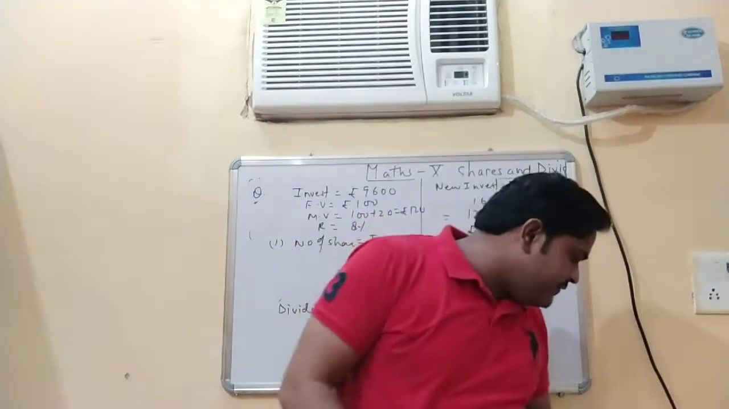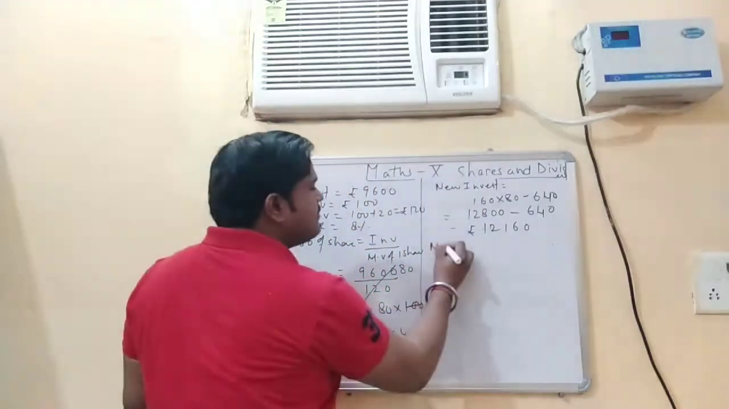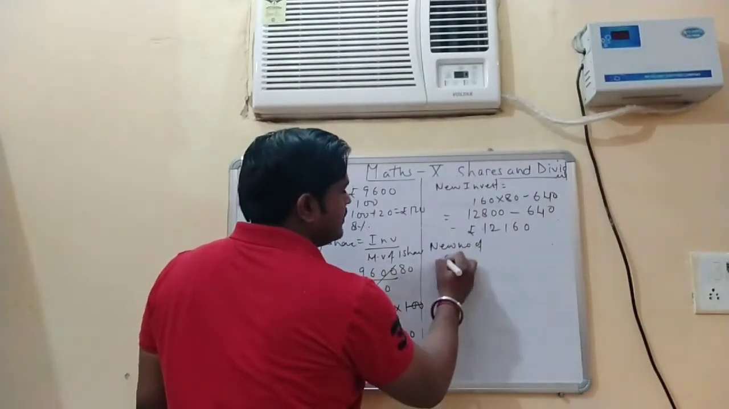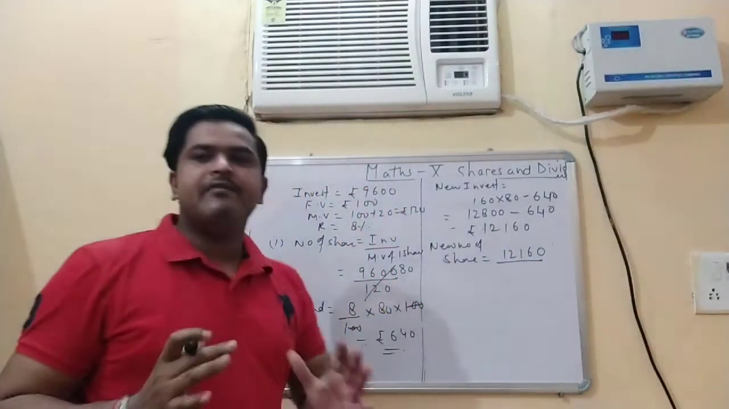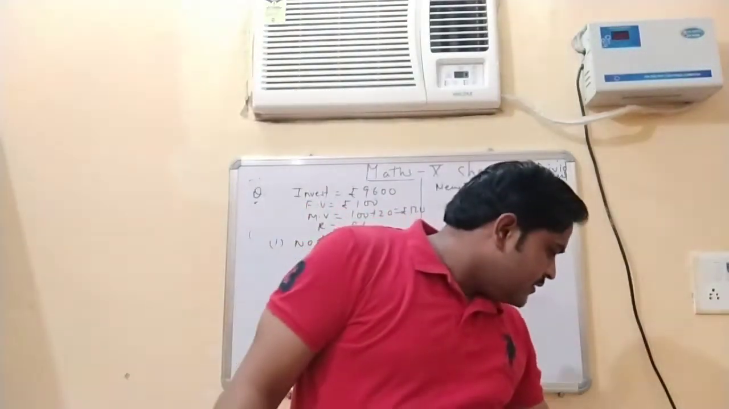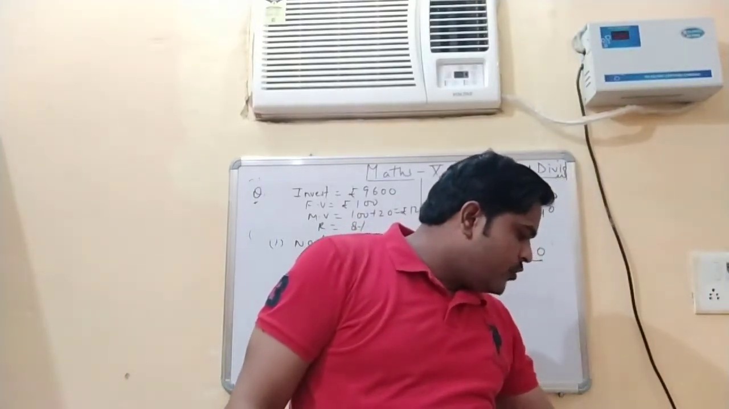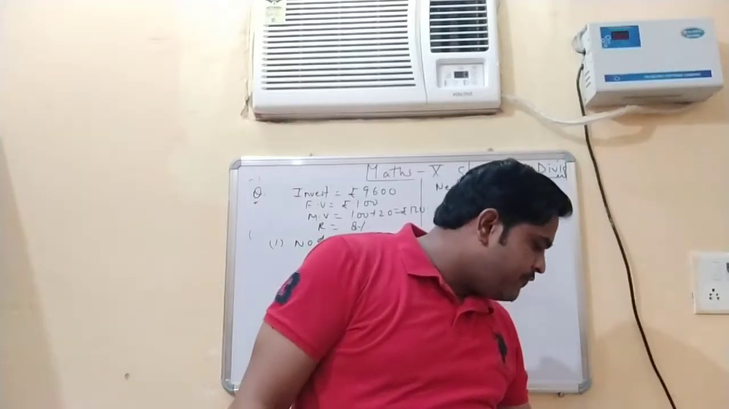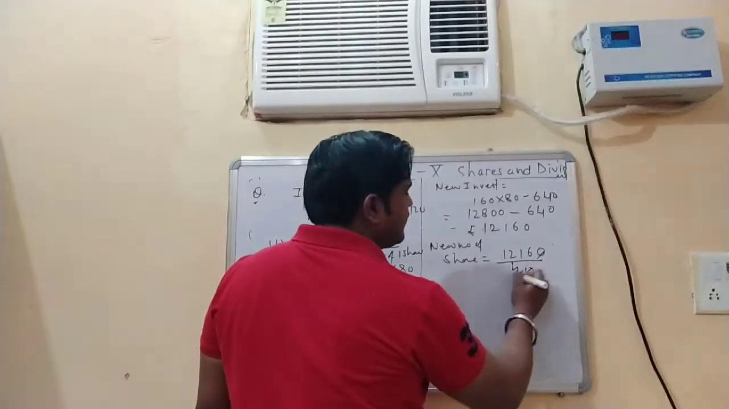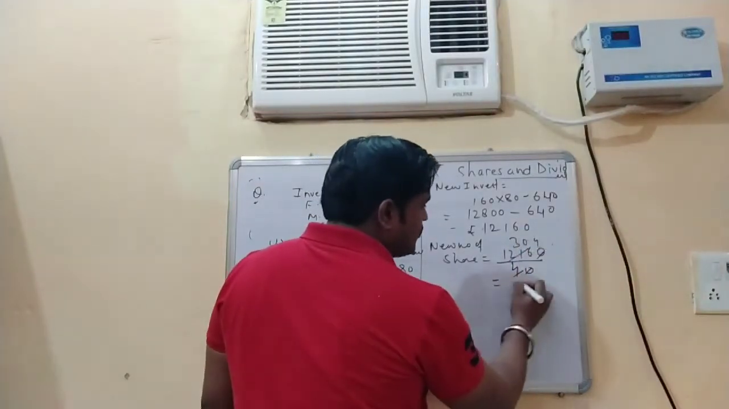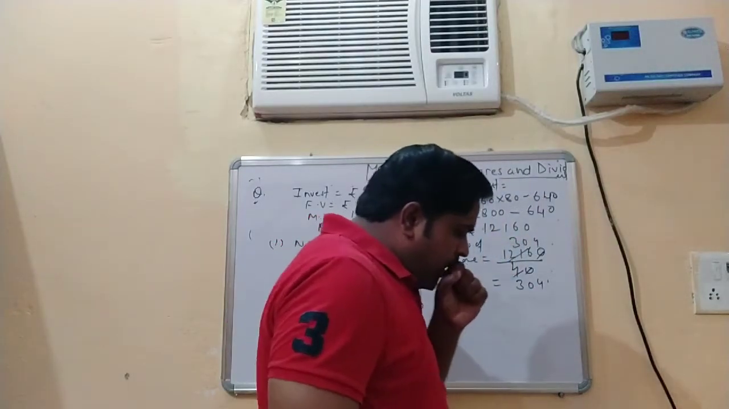Now in the third part we have to calculate the new number of shares. So the new number of shares will be equal to 12160 divided by, it is given in the second part that it was at 10% rupees 50 a share at rupees 40. So when we divide this by 40, this will be equal to 304. So the new number of shares will be 304.